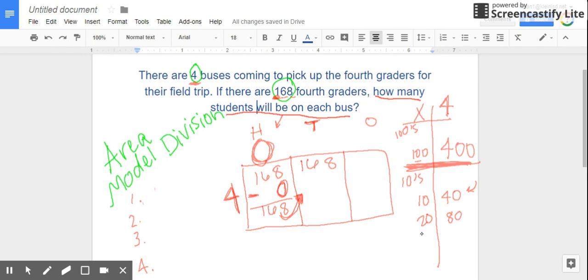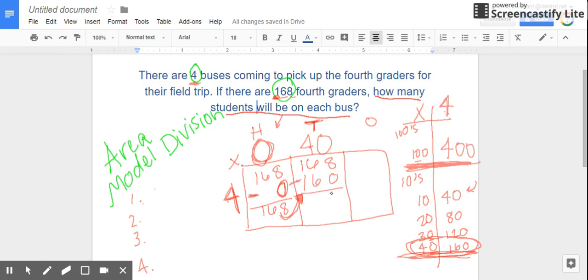I think I can keep going because it's not even close to 168. Let's try 30. 30 times 4. 3 times 4 is 12, plus 1 more 0, 120. I'm getting closer. Let's try 40 times 4. 4 times 4 is 16, plus 1 zero at the end is 160. Okay, that is so close. We're going to stop there. We're going to use this number, and anytime you're going to use it, I need you to circle it so you don't forget it. That means I have 40 tens. So I put the answer there, and 40 times 4 is 160.